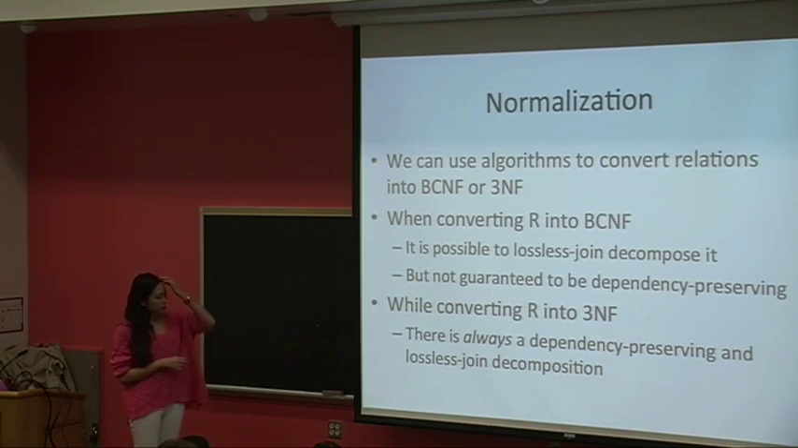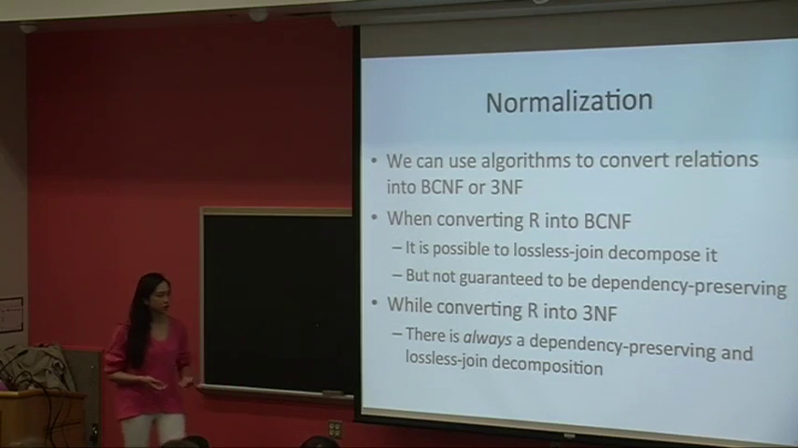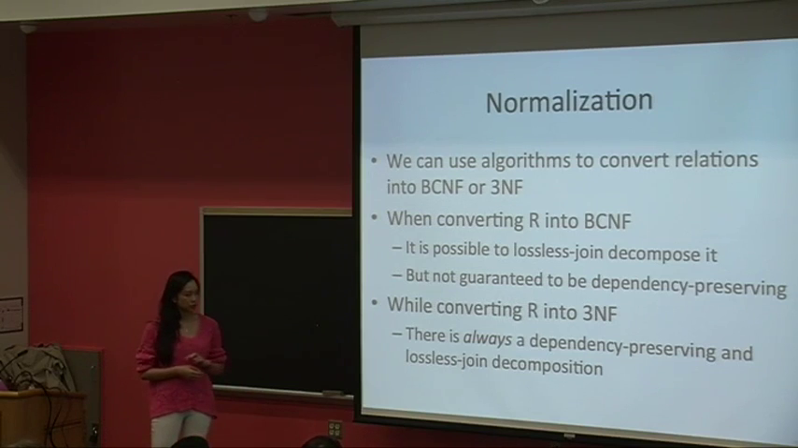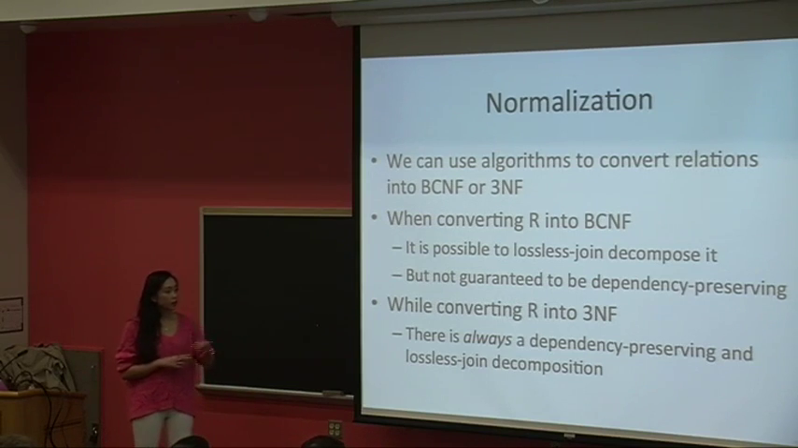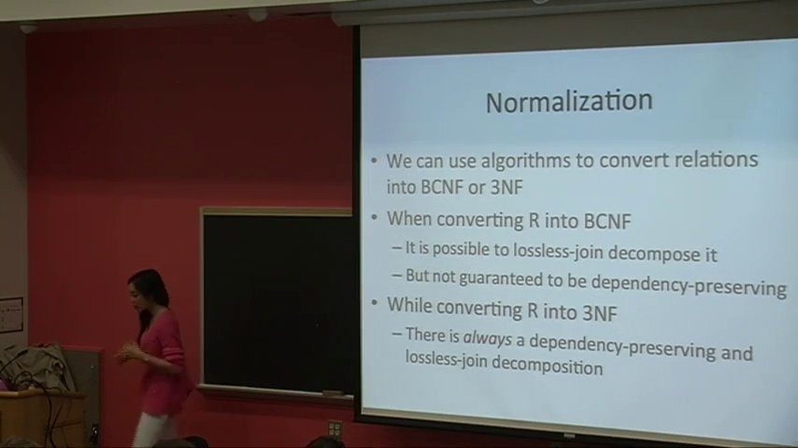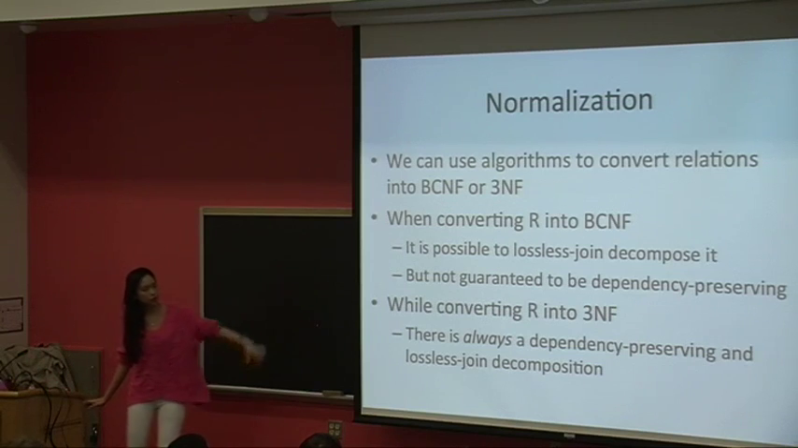Okay. So a couple of things to note when you really try to decompose, or maybe in your project, you might be able to notice: when converting a relation R into Boyce-Codd normal form, it is possible to lossless join decompose it. However, it is not guaranteed to be dependency preserving. But if we only, today, let's say we only target third normal form, there's always a dependency preserving and lossless join decomposition. Okay? We won't try to prove this here, it will get way too complicated, but I will show you a couple of examples when the Boyce-Codd normal form won't be able to be achieved, but we can do third normal form. Okay. So let's discuss these two separately.